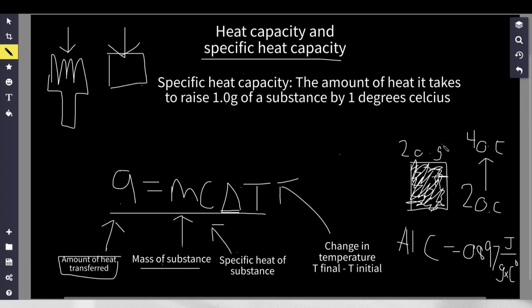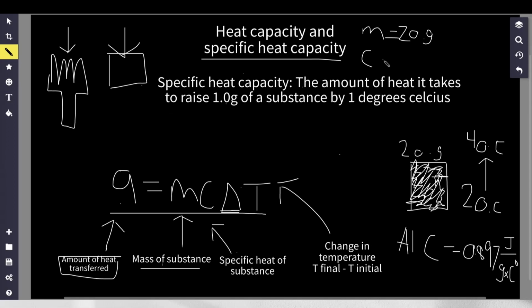And we want to calculate how much energy does it take to do this? How much energy does it take for this 20 gram of aluminum for its temperature to be raised from 20 degrees Celsius to 40 degrees Celsius? And we would use this formula for this. So let's define all our variables. Our mass is going to be 20 grams.